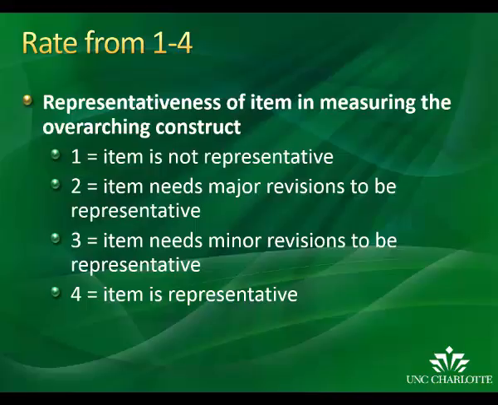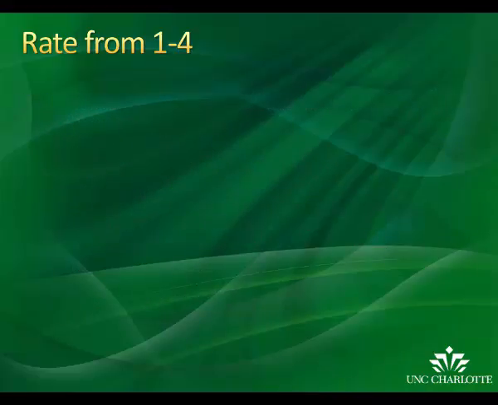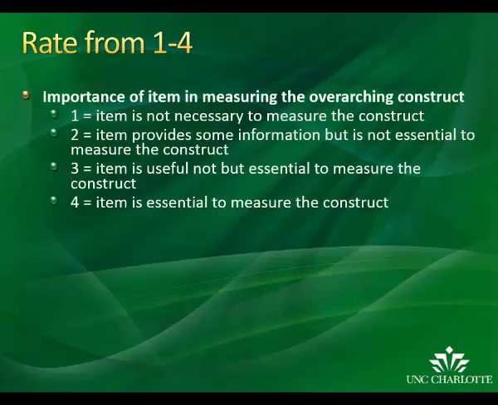1. The item is not representative. 2. The item needs major revisions to be representative. 3. The item needs minor revisions to be representative. Or 4. The item is representative. Next, using a scale from 1 to 4, reviewers will rate the importance of each item in measuring the overarching construct. 1. The item is not necessary to measure the construct. 2. The item provides some information but is not essential to measure the construct. 3. The item is useful but not essential to measure the construct. Or 4. The item is essential to measure the construct.